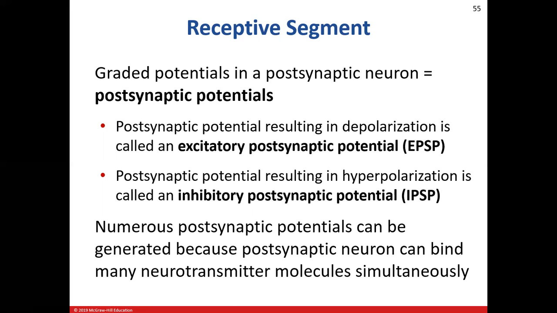Whereas an inhibitory postsynaptic potential, or an IPSP, because it's a hyperpolarization, is actually making us more negative and taking us away from the threshold level. As this occurs, it's making it more difficult and more unlikely that we generate an action potential. Now, numerous postsynaptic potentials can be generated because the postsynaptic neuron can bind many neurotransmitter molecules simultaneously. It's all about the connection on the particular postsynaptic neuron and what channels are being stimulated at that particular location.